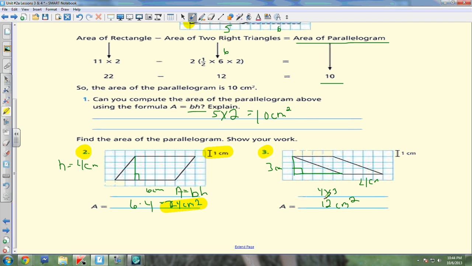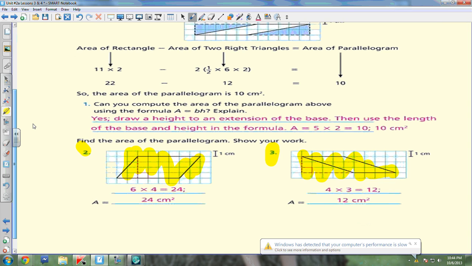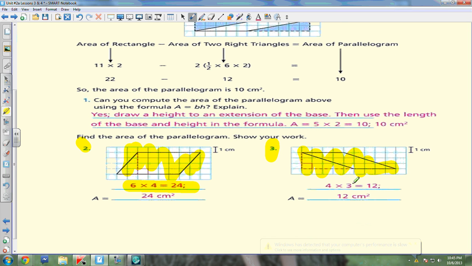And then let's do number 3. Here you can see where I actually extended out, and again it's parallel, and then I made that 90-degree angle, so I got my height of 1, 2, 3. My base is still 1, 2, 3, 4. 4 times 3 would give you the 12 centimeters squared. So draw number 3, draw number 2, and solve. Alright, and this is just showing you again what the answers were. 6 times 4, 4 times 3.